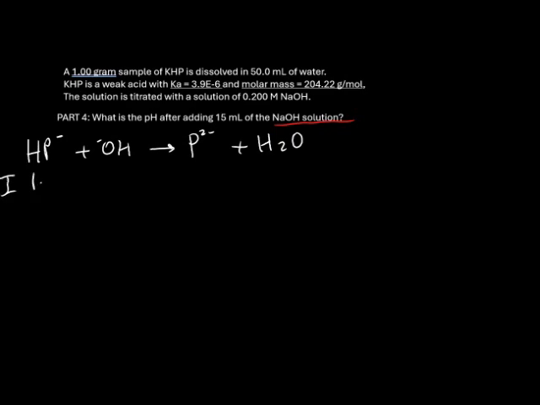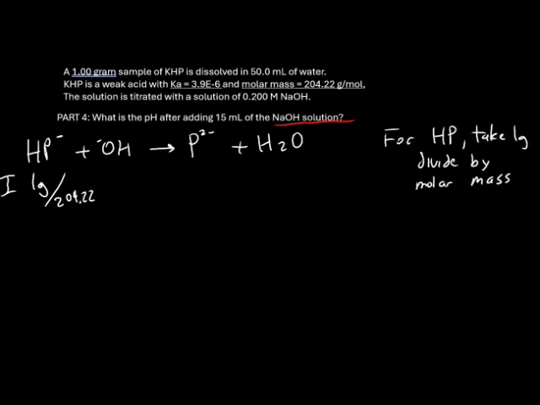Initially, we have 1 gram of HP negative. To get the number of moles, we divide by the molar mass. We found the answer to this previously, and it was 0.00490. To find our moles of OH, we will not be using molar mass. Instead, we will be taking molarity times volume. Our volume must be in liters, and we do have the molarity of the OH. That is 0.200.